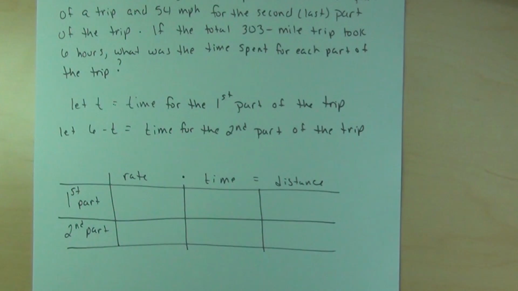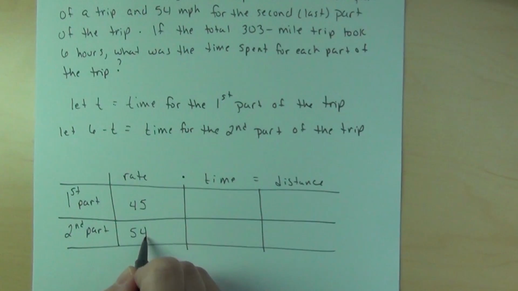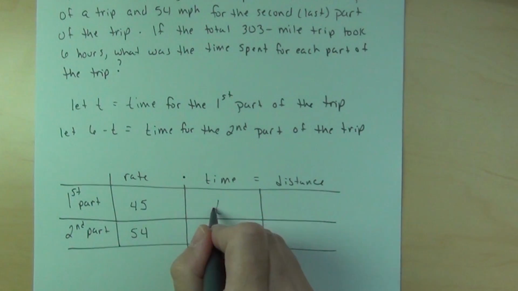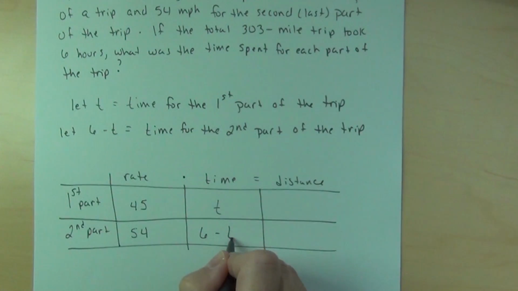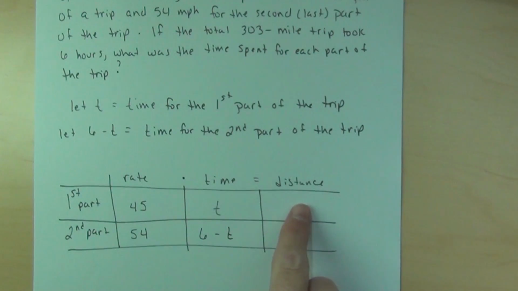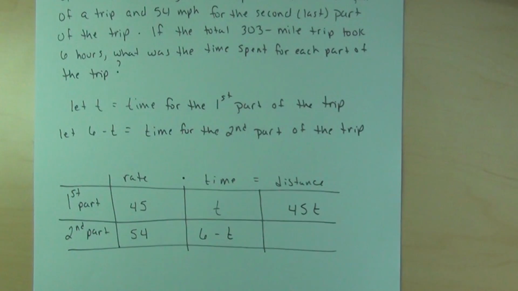We're going to fill this in with everything we know. All right, we know the rate for both of these. They were given in the problem. This is 45 miles per hour and 54 miles per hour. Time we have already assigned variables to, so this is T, this is 6 minus T, and then we just use the fact that rate times time equals distance to fill this in. So 45 times T is 45T, and 54 times 6 minus T. Be careful and make sure you put this whole entire thing in parentheses.